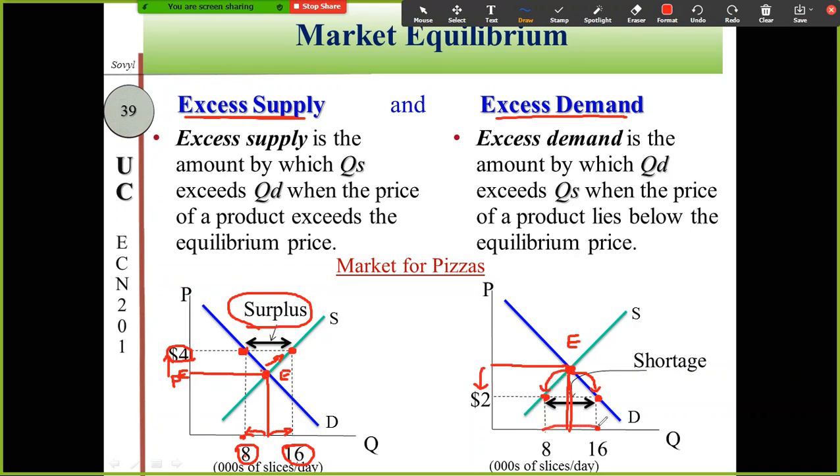So this amount we call shortage. This amount we call surplus for this side. This amount we call shortage for that side. So in summary, excess supply, how many units is the excess supply? Excess supply is 8,000.